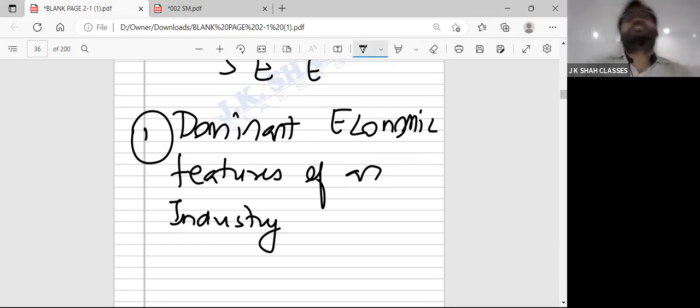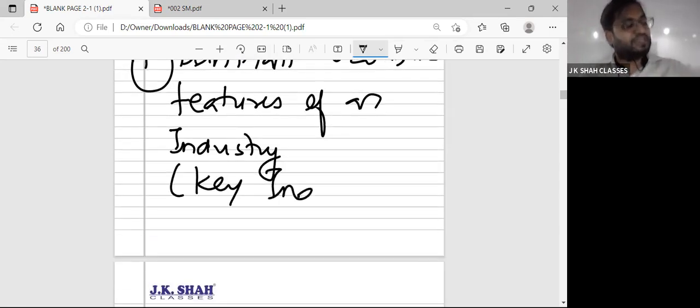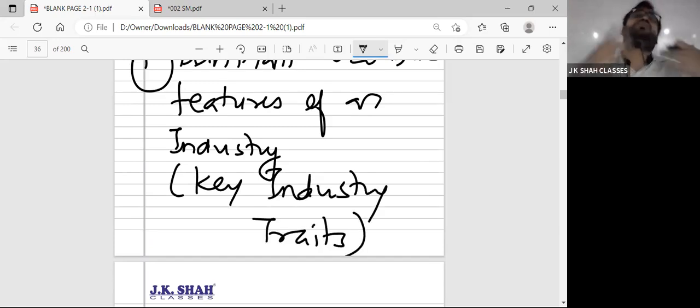What do you mean by this? Here we will be looking at 14 points which discuss the important characteristics which we need to take into consideration before deciding whether we should enter into this industry or not. It is also called key industry traits. Traits means qualities. Key industry qualities that you should be paying attention to. We have to look at 14 different points.